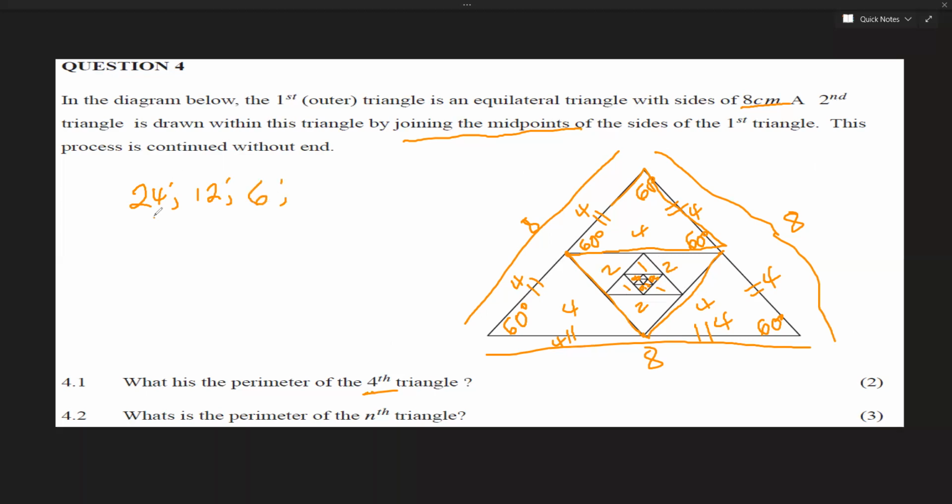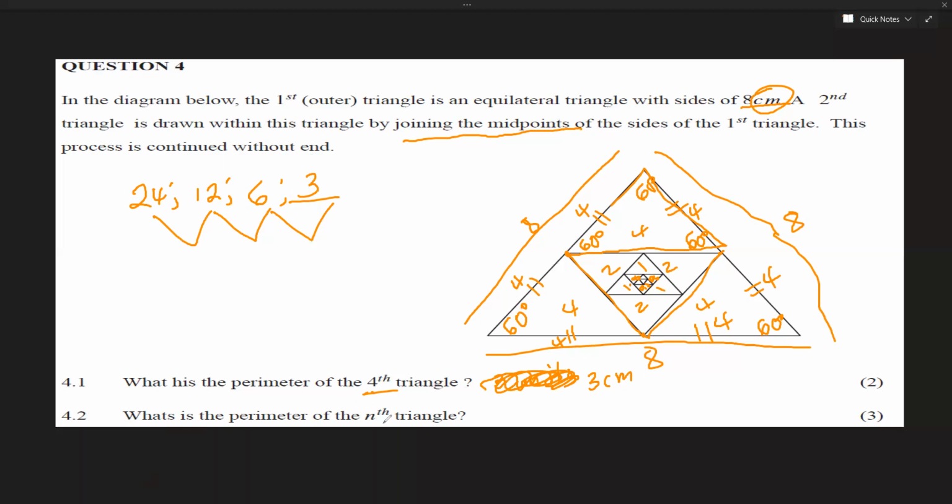6. Then I can easily see that here I'm dividing by 2 all the time, which means the fourth one will be 3. You can get it from the pattern, or you can even get it from 1 plus 1 plus 1. So the perimeter of the fourth triangle is 3 units. Awesome. Oh, 3 centimeters in this case, because they gave us that there. So it's going to be 3 centimeters.